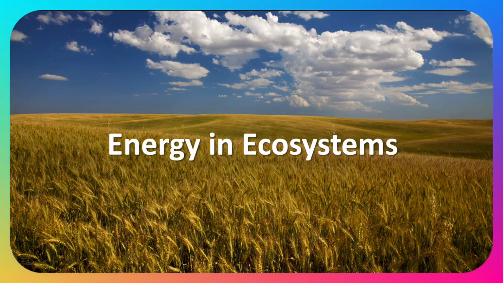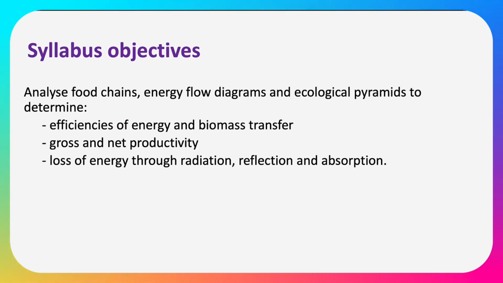Alright, so let's talk about energy in ecosystems. First of all, let's have a look at the syllabus objectives. Through food chains, energy flow diagrams and ecological pyramids, we need to be able to determine efficiencies of energy and biomass transfer, gross and net productivity, and also loss of energy through radiation, reflection and absorption.